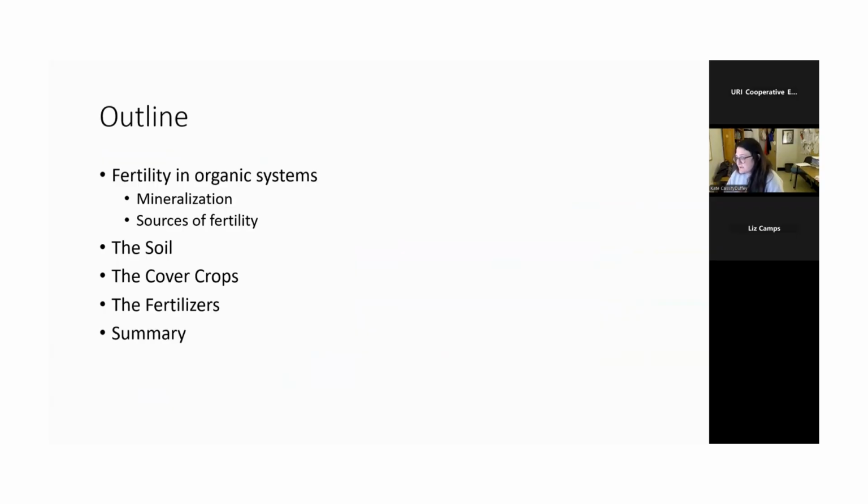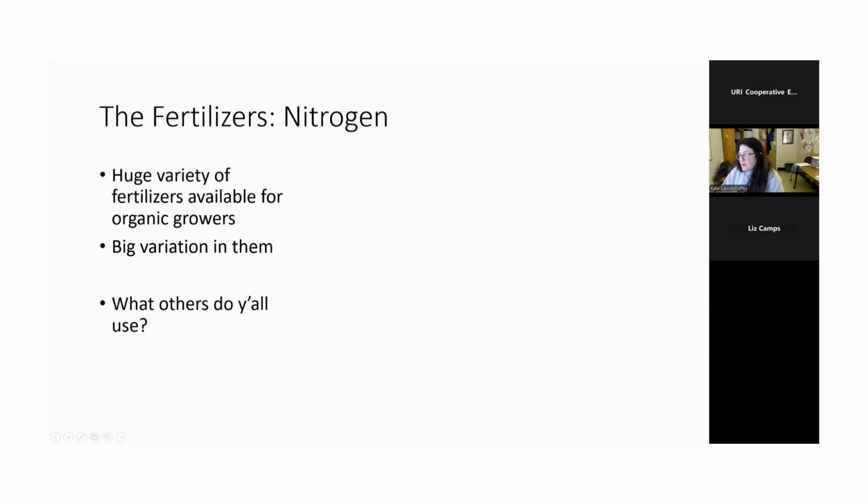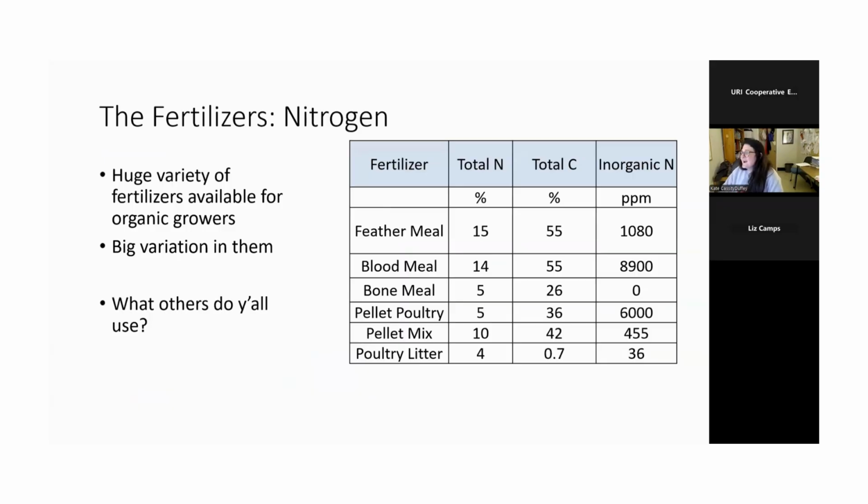All right, getting into fertilizers. Okay, so there's a huge variety of fertilizers available for organic growers, and a huge variation in them as well. Okay, so some of the ones that seem to be most commonly used are things like feather meal, blood meal, bone meal, pelleted poultry litter, pelleted mix, and raw poultry litter. These vary anywhere from 15 to 4% total nitrogen. So like the 13-0-0 that you see on your bag.